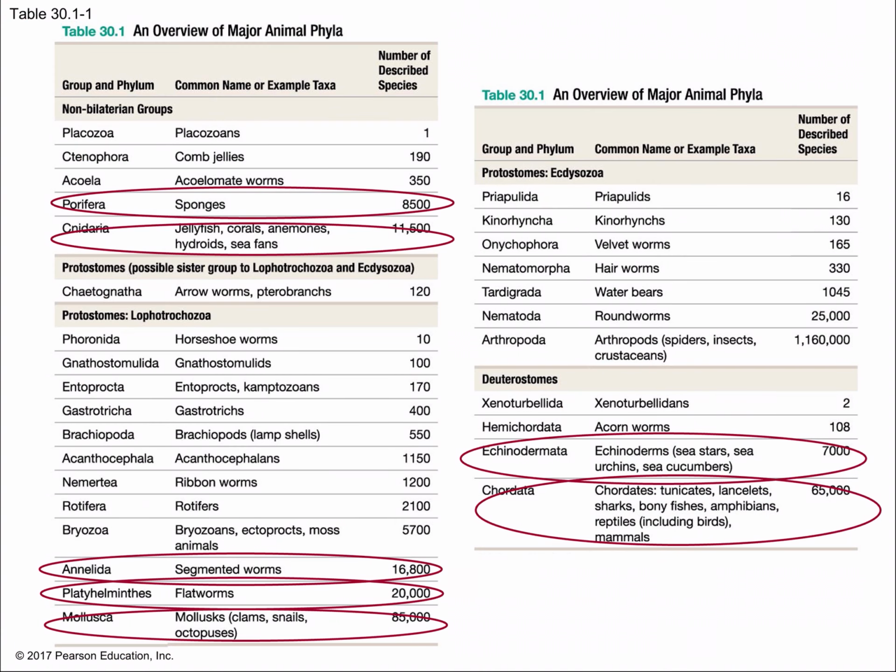So there's lots and lots of different phyla of animals. We're going to just focus on the circled ones here. We're going to look at Porifera, Cnidaria, Annelida, Platyhelminths, Mollusca, Echinodermata, and Chordata. So out of all of these, the ones that are probably going to be the most familiar to you are just one group, the Chordata. The rest of them usually you don't think of as being animals, but they are considered to be animals.